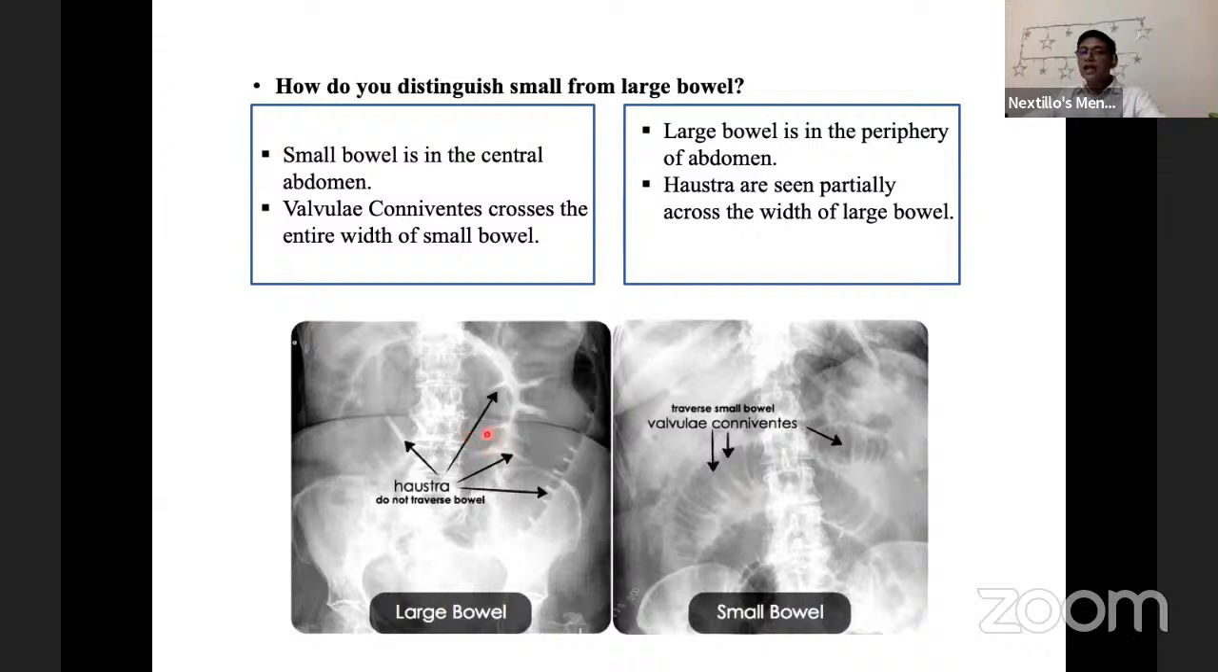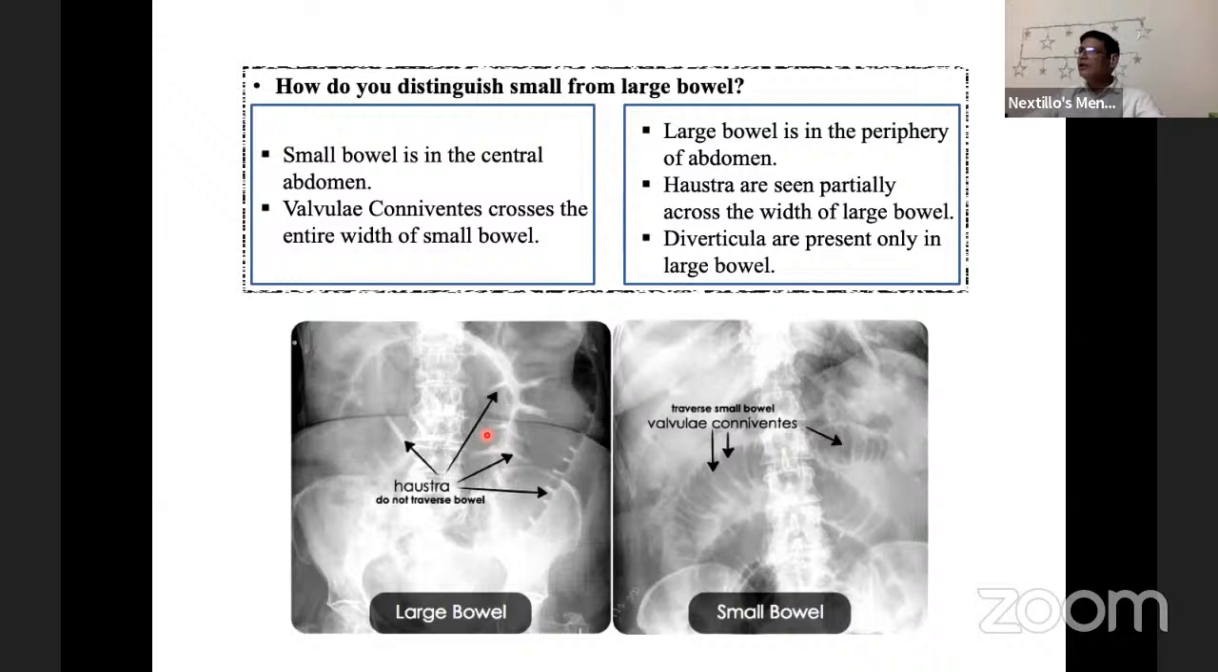And haustra are seen in the large bowel, which do not cross the bowel. They are partially across the bowel. And diverticula are seen only and only in the large bowel. Small bowel does not develop diverticula.